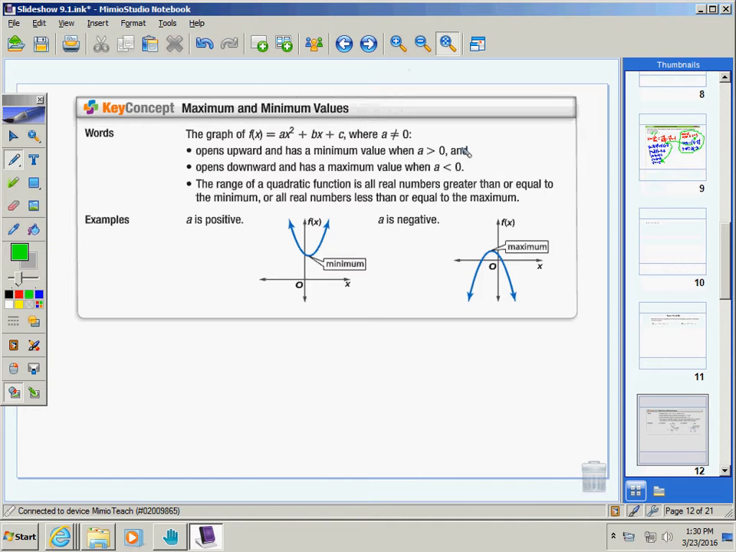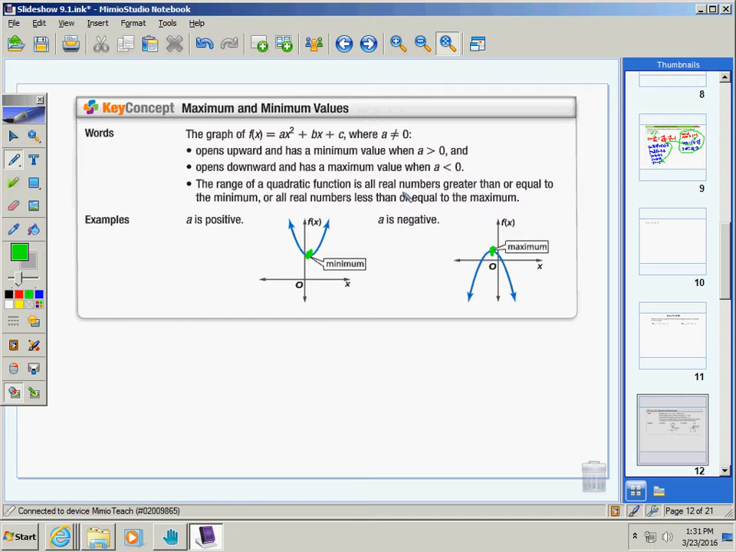Okay, we already said when A is greater than 0, we're going to be opening up. Whenever it opens up, you have a minimum value. When A is less than 0, the number in front of x squared, we're going to open down. When your graph opens down, you have a maximum. Now, the range of a quadratic function is all real numbers greater than or equal to the minimum, or all real numbers less than or equal to the maximum.